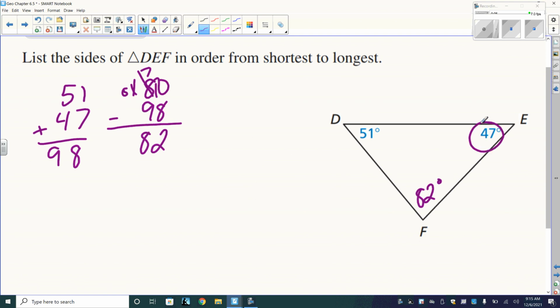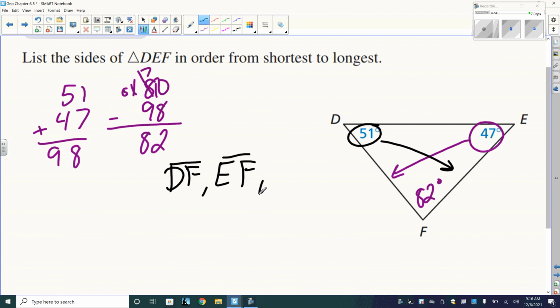So angle E is the smallest angle, yes? And what side is it opposite? So DF is the smallest side. What's our next biggest angle? And that leaves us with DE as the biggest. And that's it. Any questions on any of this here?